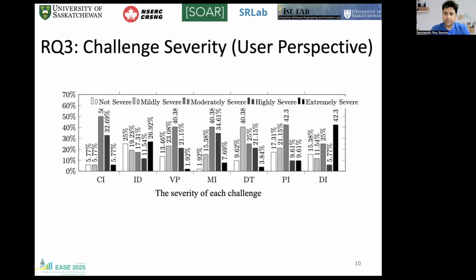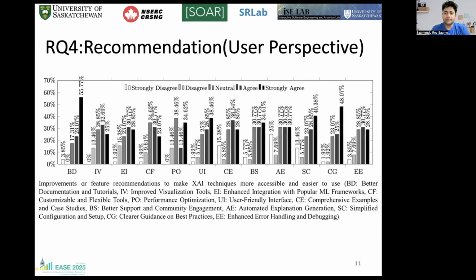So the answer to research question 4, related to the recommendations from the user perspective. Participants proposed several improvements, including unified APIs across tools, better documentation, and visual comparison features for conflicting explanations. These suggestions can directly inform the future design of XAI libraries.